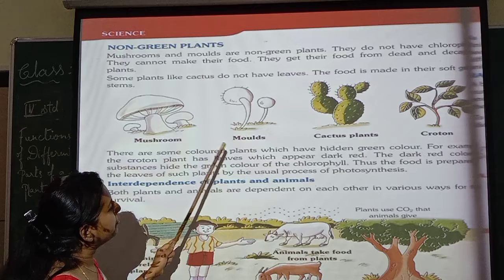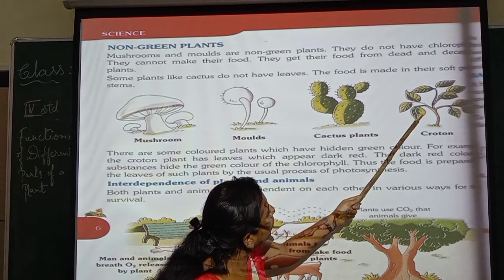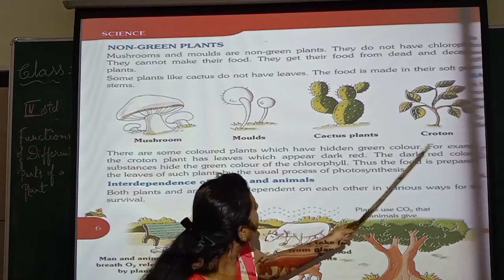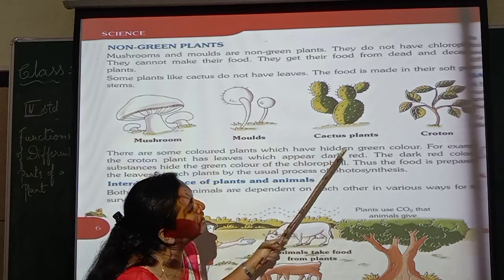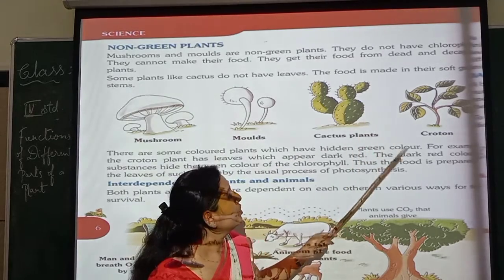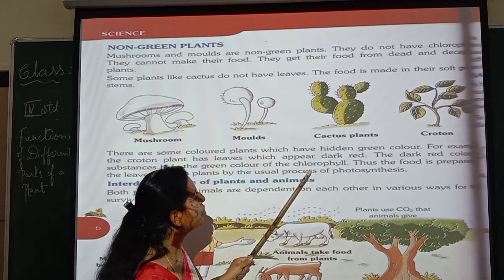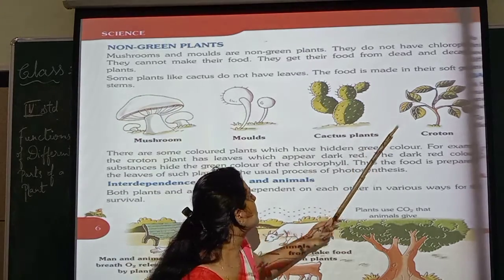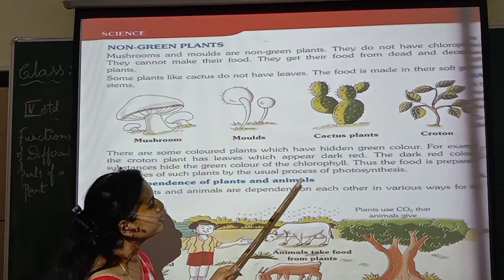There are some colored plants which have hidden green color. This is called croton. In this croton, the green color is hidden. For example, the croton plant has leaves which appear dark red. The dark red colored substances hide the green color of the chlorophyll. The chlorophyll is hidden, mixed with the red. So the food is prepared in the leaves of such plants by the usual process of photosynthesis.